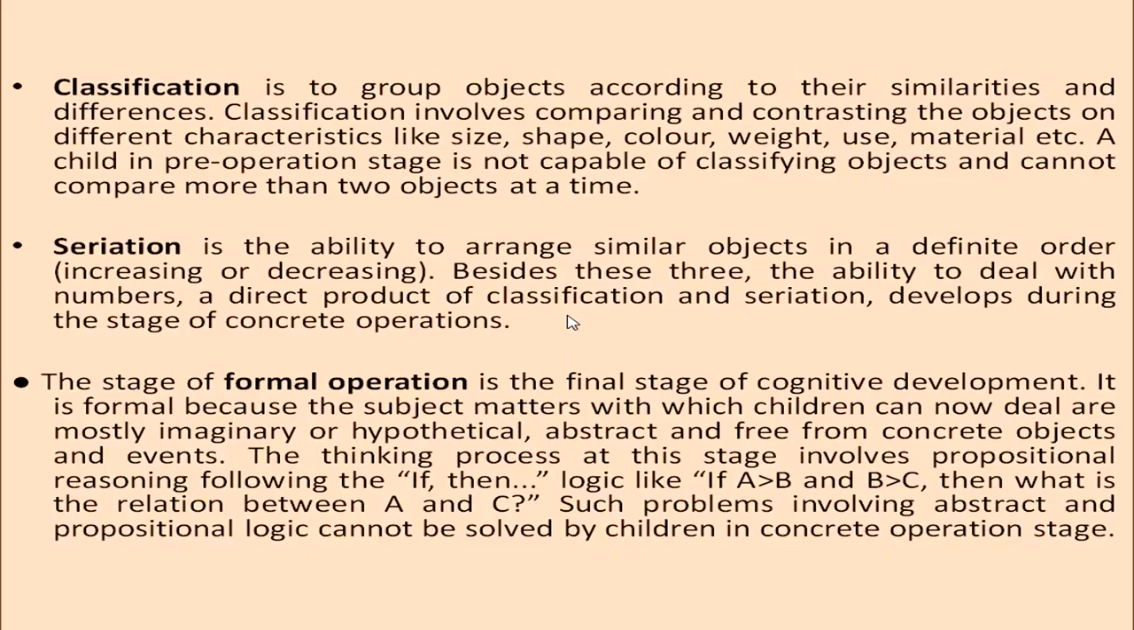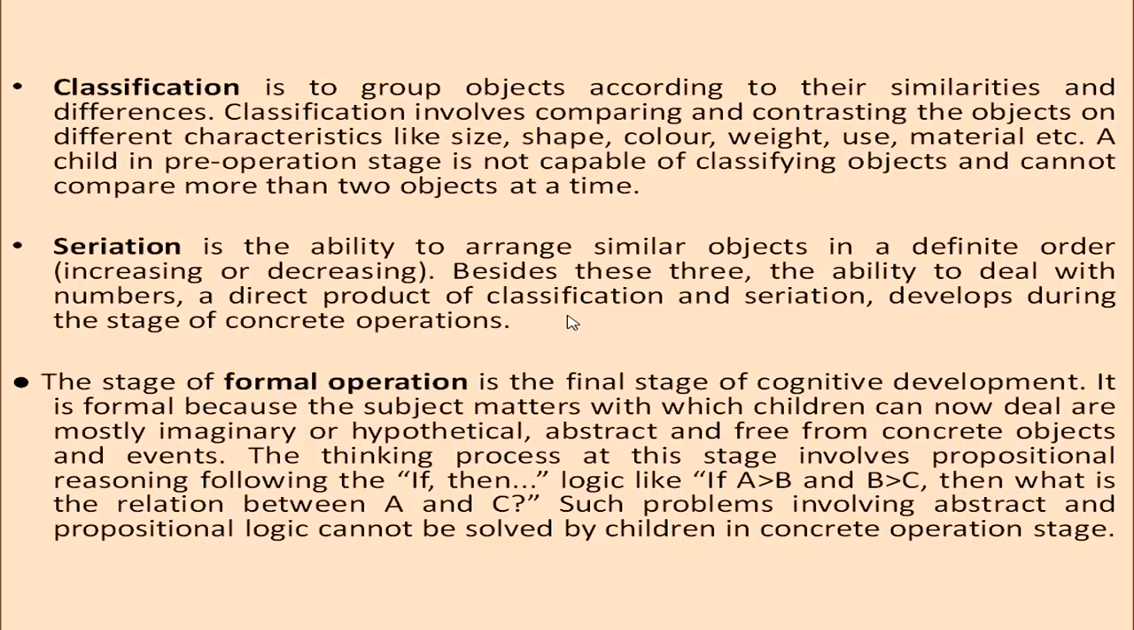Next is classification. Classification is to group objects according to their similarities and differences. Classification involves comparing and contrasting the objects on different characteristics like size, shape, color, weight, use, material, etc. A child in a pre-operational stage is not capable of classifying objects and cannot compare more than two objects at a time.